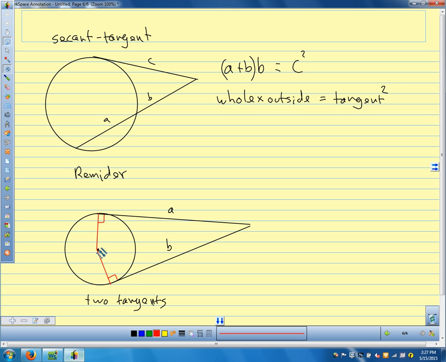We drew in this segment. How are these two related, this segment and that segment? They're the same, they're both congruent. This is congruent to itself. The two triangles are congruent by hypotenuse length, so how are A and B related? They have to be the same. So for two tangents, A equals B.